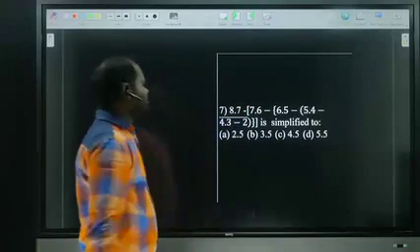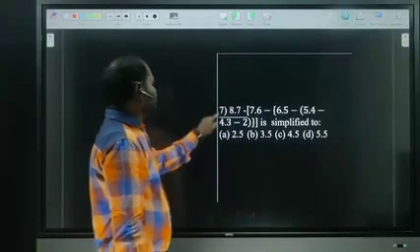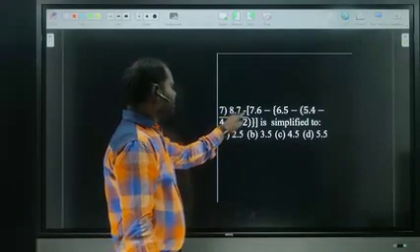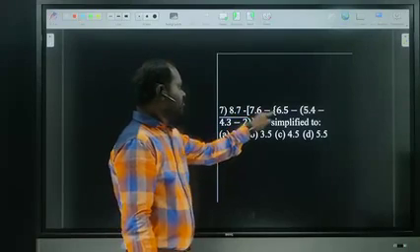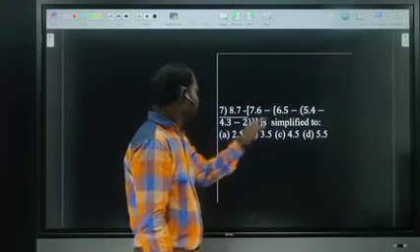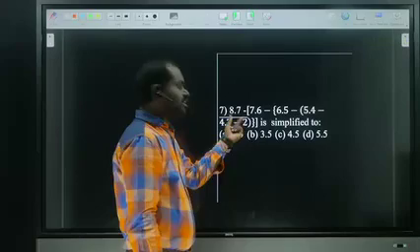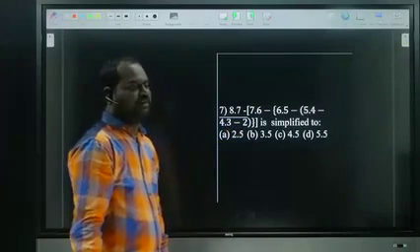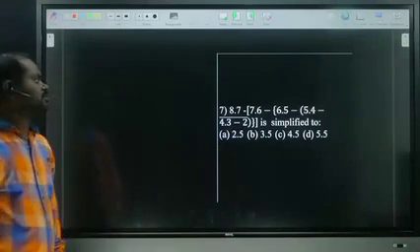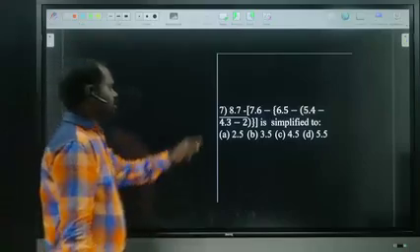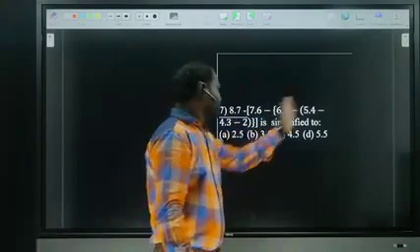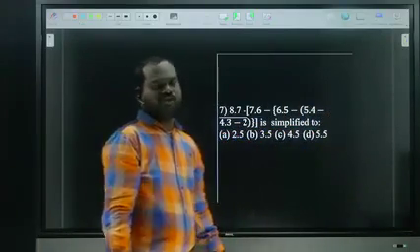Now try this. It is 8.7 minus 7.6 minus 6.5 minus 5.4, and this 4.3 minus 2 is under a bar. It's not a minus, it is a bar. So this one is beside of this.